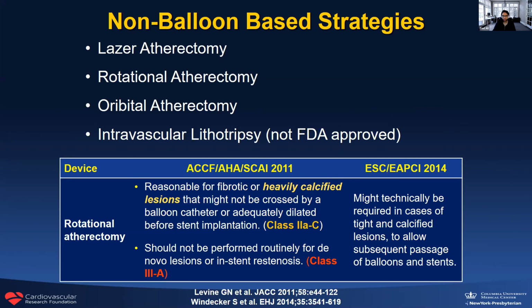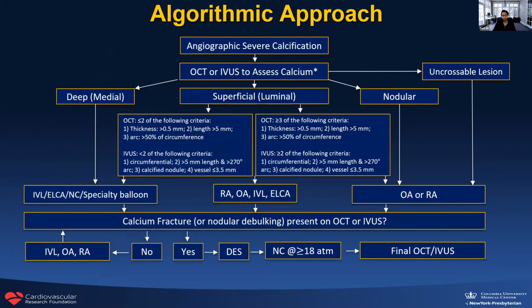Okay, so how do we use this clinically? Well, we have to be not so simplistic as to just treat all angiographically severe calcification the same. And that's where we use OCT or IVUS to assess calcification. And if we have an uncrossable lesion, clearly we can't image. And as a result, crossing facilitating devices are largely orbital atherectomy or rotational atherectomy. If you can't get your OCT catheter, it is unlikely you'll be able to pass a laser or intravascular lithotripsy or even a specialty balloon.